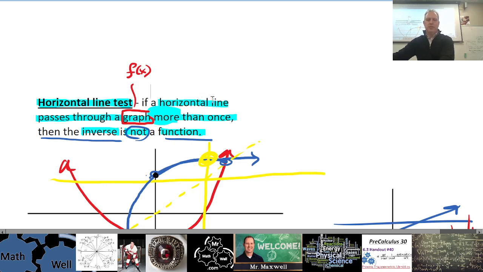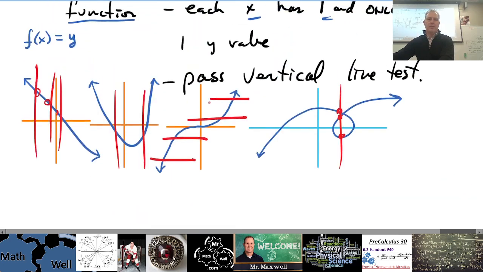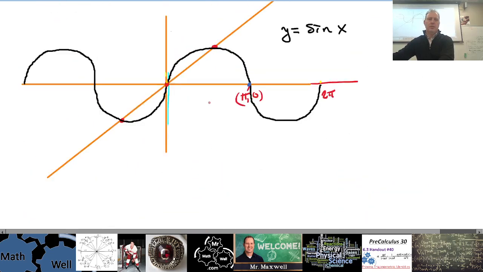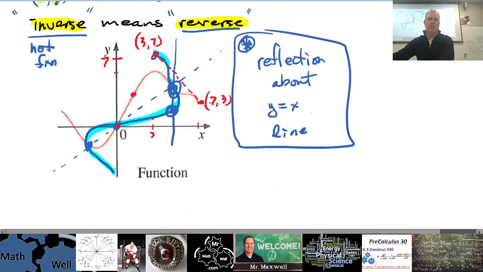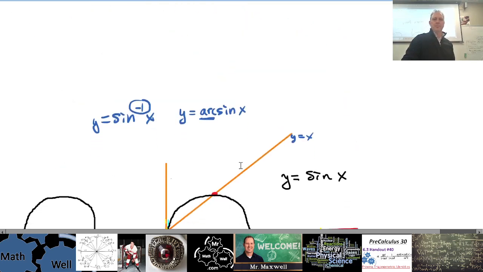The inverse notation, I don't know if we talked about that. You guys remember what the inverse notation is? I believe it's f to the negative 1, right? So the inverse would be f to the negative 1 of x. Yeah, that's the inverse notation.